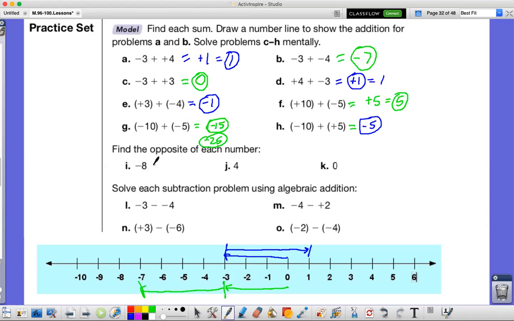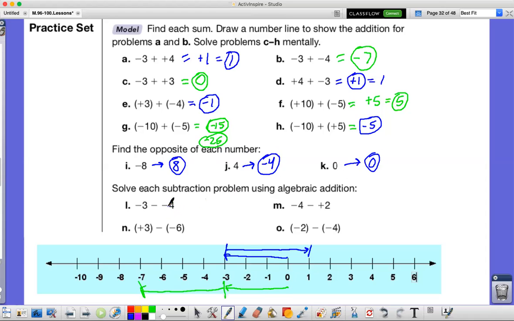What's the opposite of -8? +8. That's right. What's the opposite of a 4? -4. What's the opposite of 0? Trick question. The answer is 0. There is no opposite on that one.